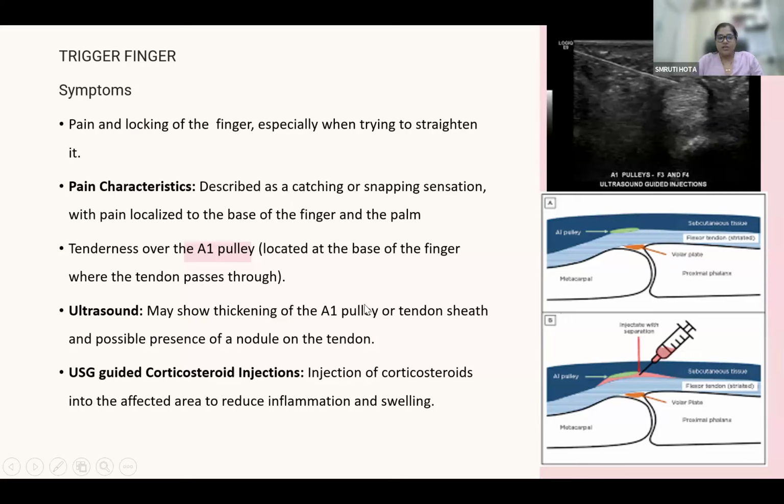And what is the treatment? Ultrasound-guided corticosteroid injection into the affected area to reduce the inflammation and the swelling. You can come directly with the in-plane technique and inject just below the A1 pulley and over the flexor tendon sheath. Below this will look white, hyperechoic, and this tendon will look hyperechoic with hypoechoic lines, and in between some black area will look, and our target is that black area.